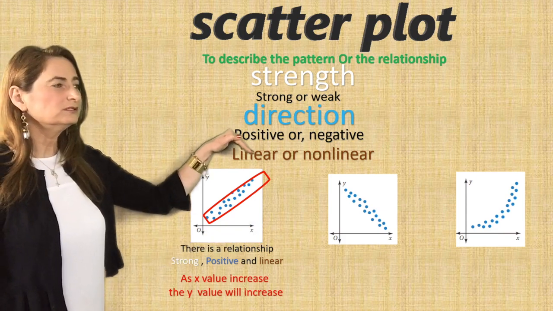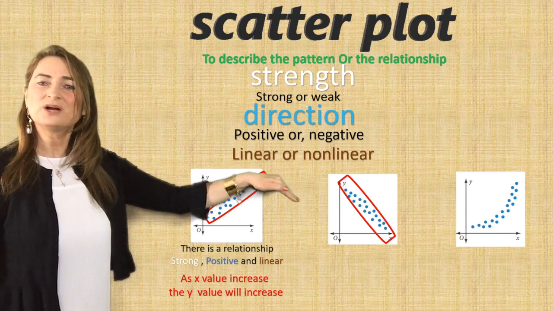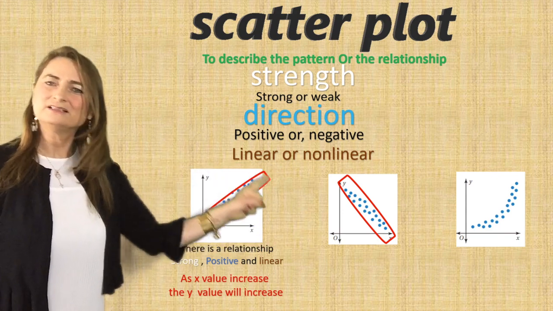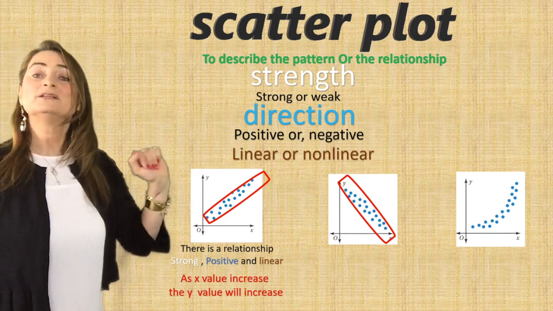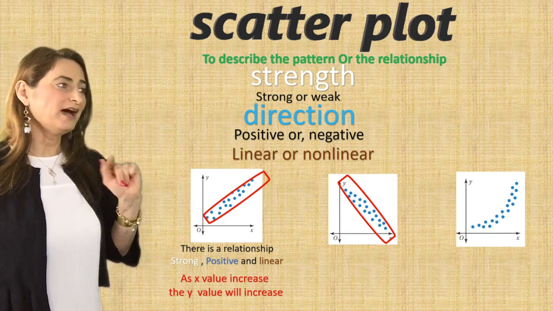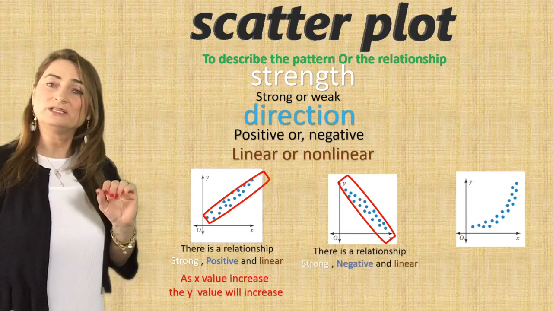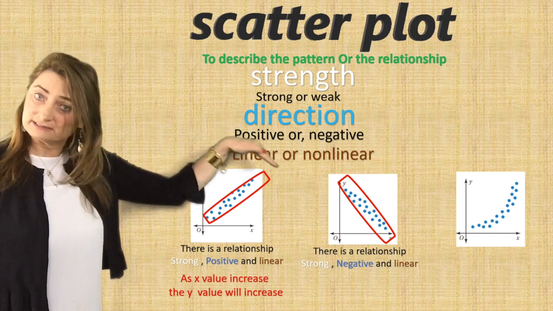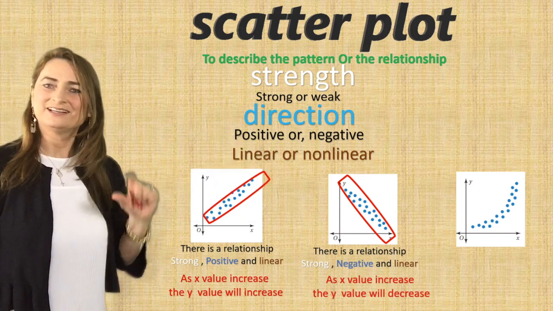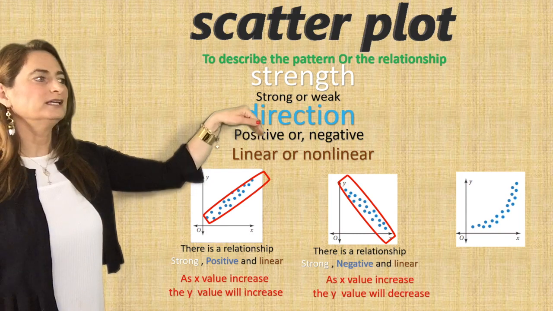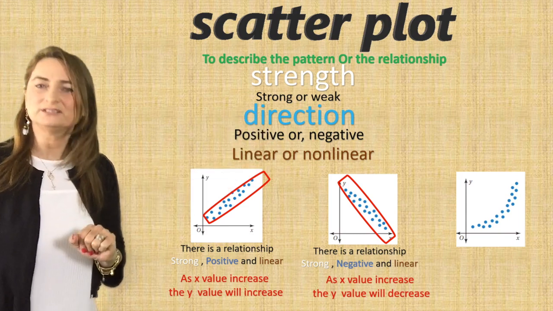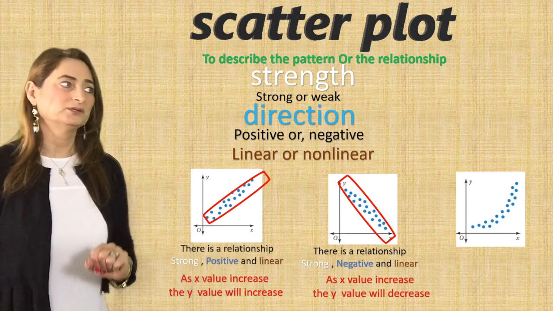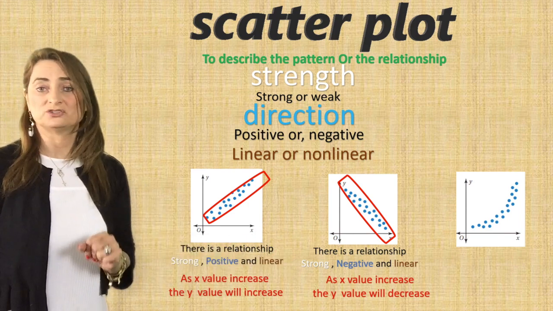Now let's talk about the second one. Watch how there is a pattern from left to right, it's going down. So all these dots, I can tell that they are going down. So there is a relationship, and that relationship is strong because all these dots are close to each other. It's negative because it's going down, and it created like a thick line. So there is a pattern. It is a strong, negative, linear relationship. But when it's negative, that means as the x value increases, the y value will decrease.